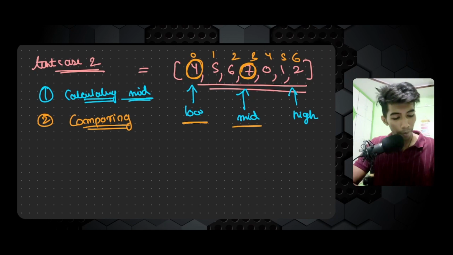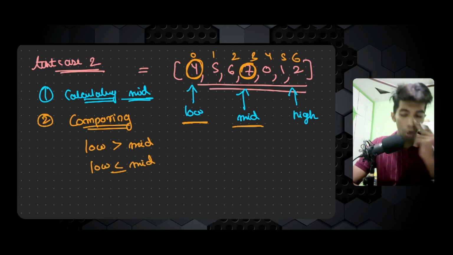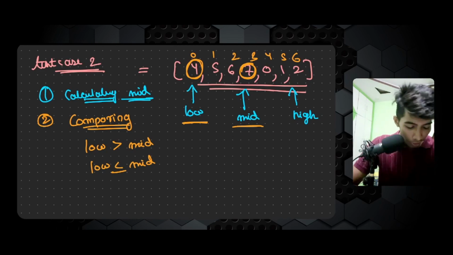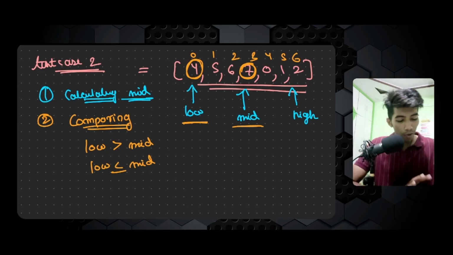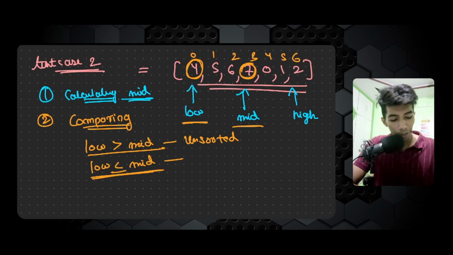Low and mid. So let's talk. Is my low greater than mid or is my low lesser than mid? In this particular case, or equal to is also possible. Okay, let's understand this. If my low is greater than mid, then it means it's an unsorted array. But here my low is lesser than mid. So we are dealing with this particular case now.